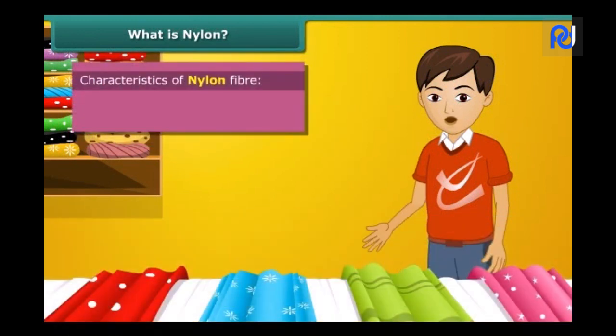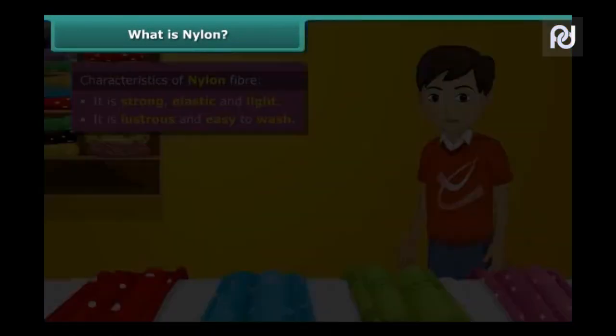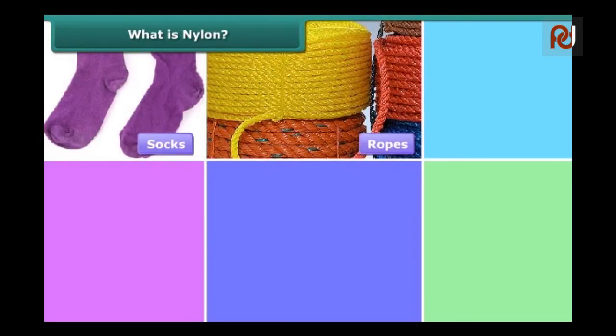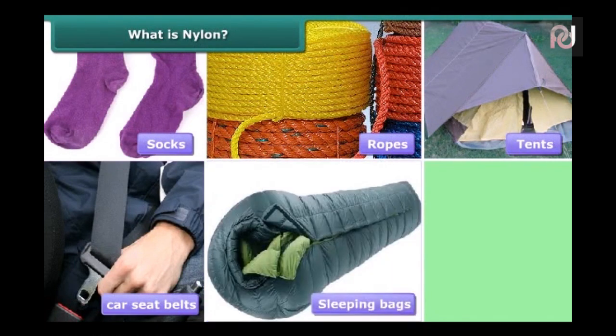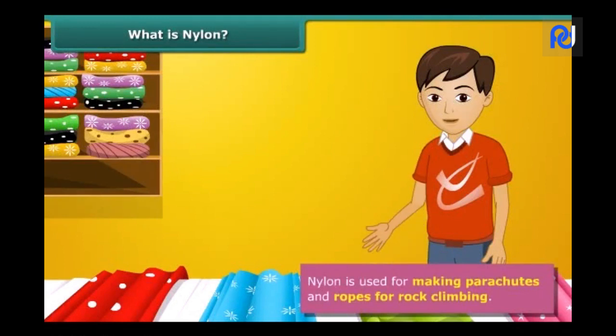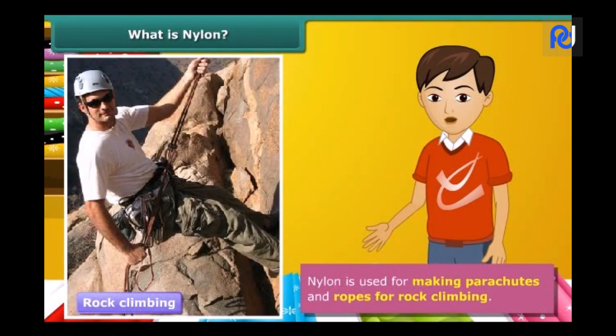Why is nylon so popular for making clothes? Well, because it is strong, elastic, light, lustrous and easy to wash. Nylon can be used for making socks, ropes, tents, car seat belts, sleeping bags and curtains. Nylon is also used for making parachutes and ropes for rock climbing because it is a very strong fiber.